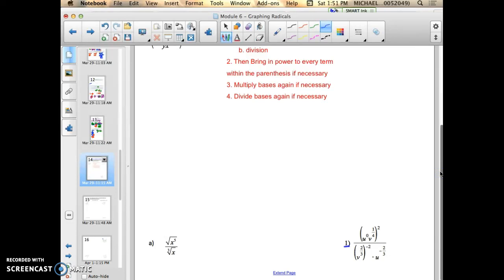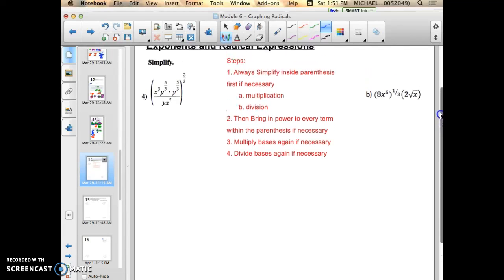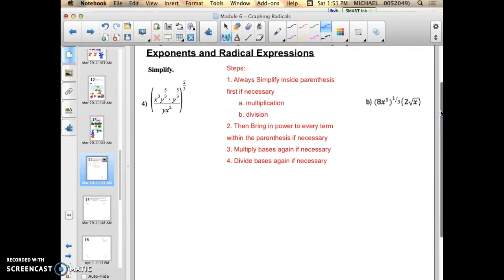If you notice, this one down here looks a little bit different than the example I'm about to do, but the rules always interact the same way. So in red, I've listed the steps that I always think through when I approach a problem. Please follow my thinking on this, because this is the process I go through when I try to simplify one of these. The first one is to always simplify inside the parentheses first, if necessary.